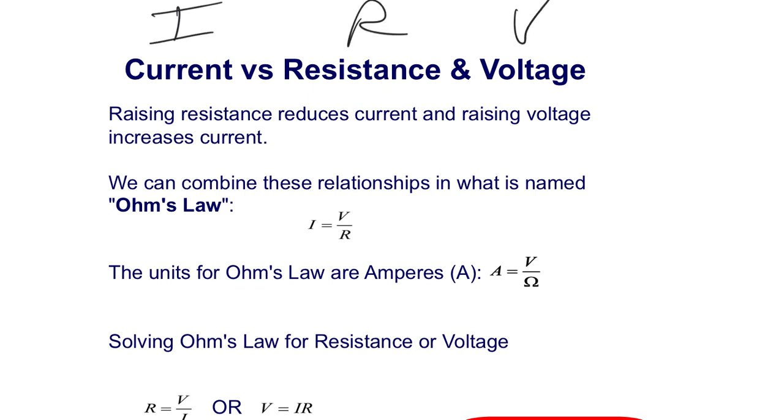Resistance and voltage. Obviously, the bigger the voltage, the more work can be done to push these electrons from low energy to high energy. So a higher voltage battery has a bigger current coming through it for a given circuit. So I is directly proportional to the voltage. The higher the voltage, the higher the current.